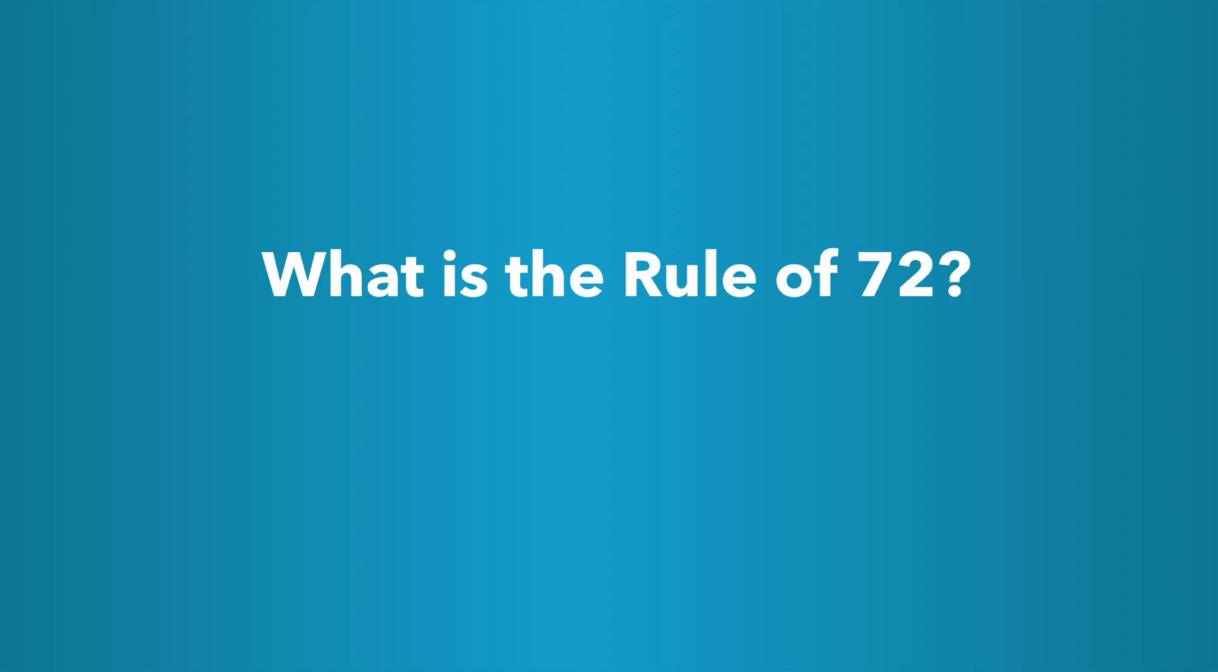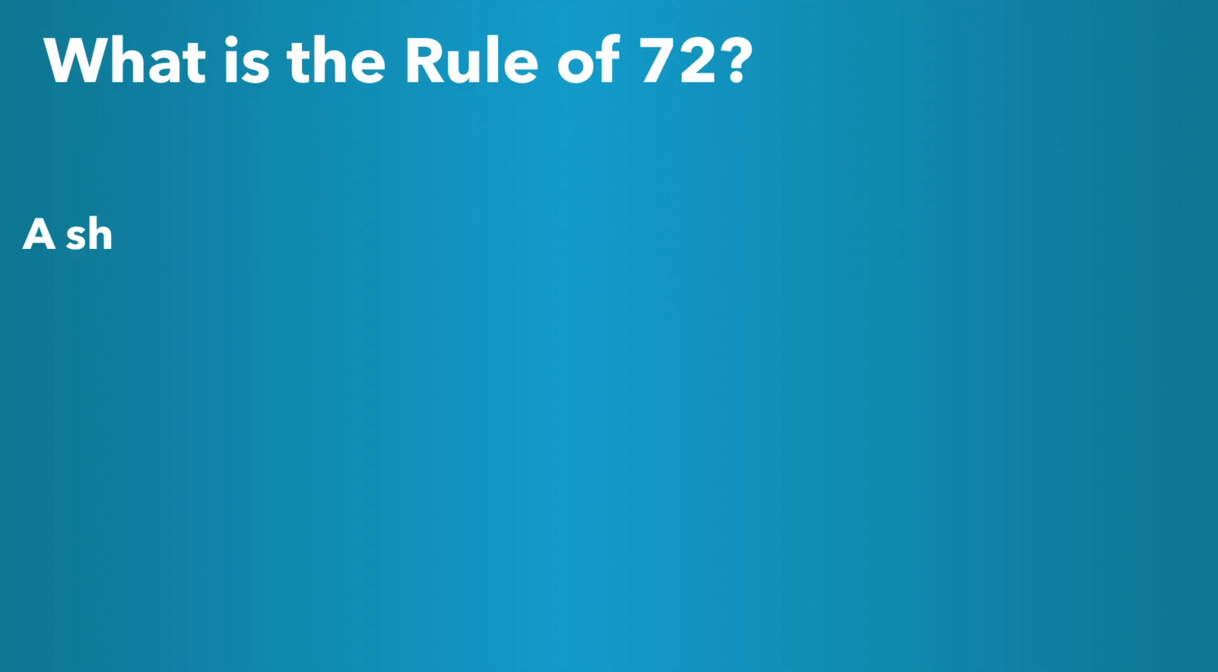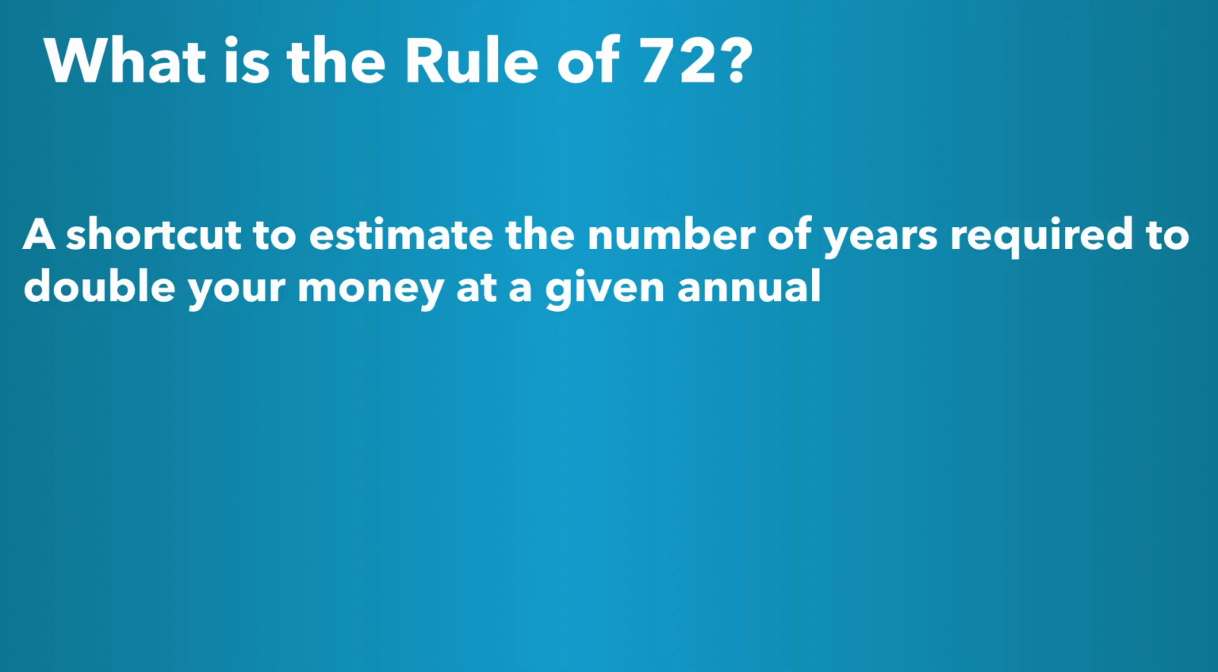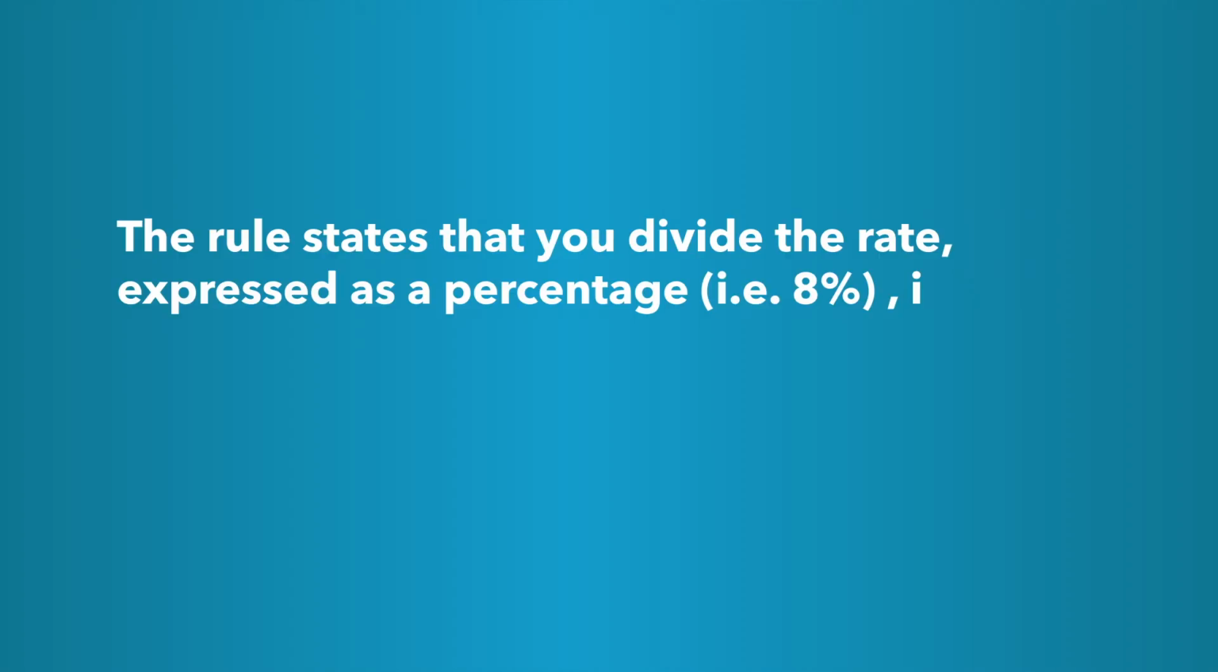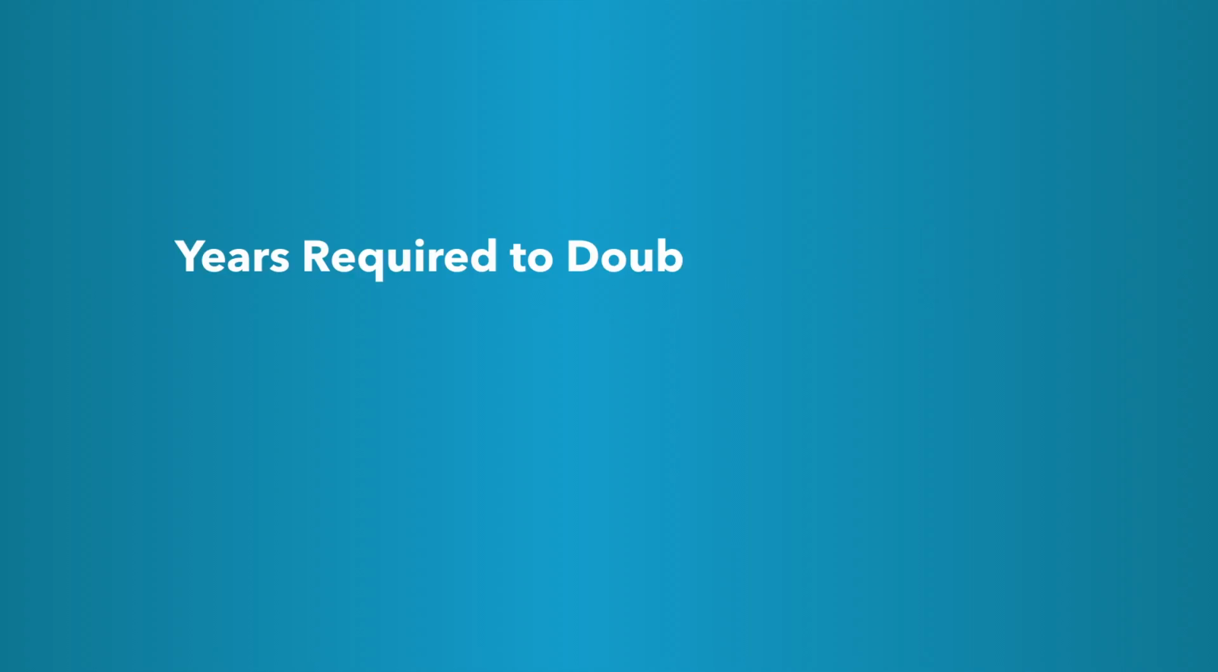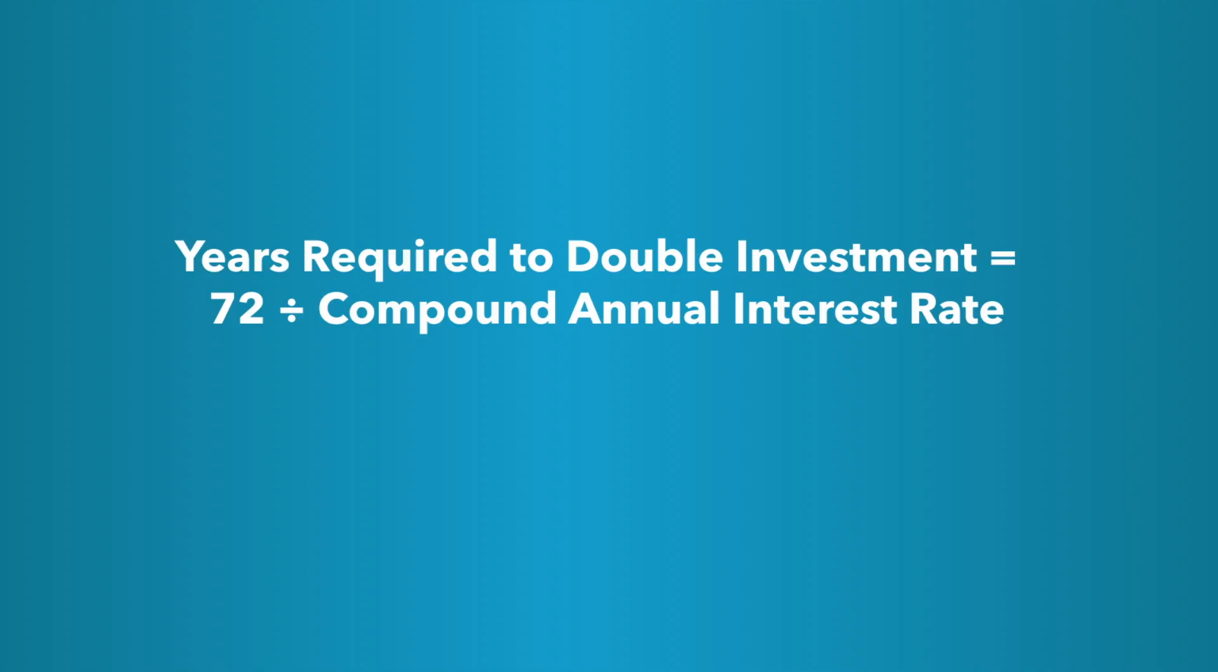What is the Rule of 72? The Rule of 72 is a shortcut to estimate the number of years required to double your money at a given annual rate of return. The rule states that you divide the rate expressed as a percentage into 72. Years required to double investment equals 72 divided by compound annual interest rate.